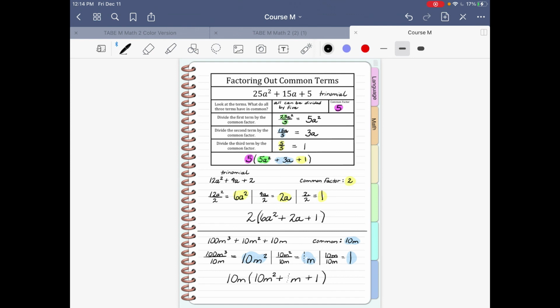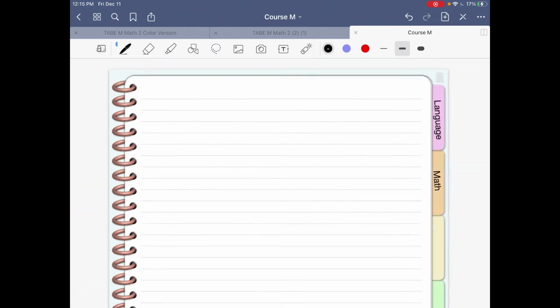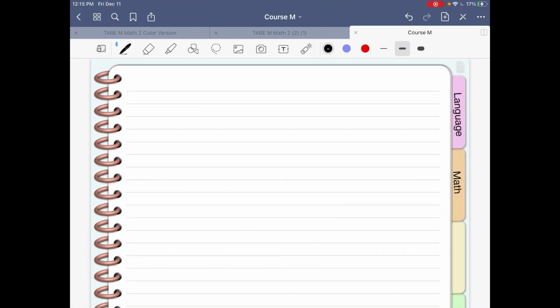Okay, one more, maybe 2 more, since we have space. 32ab plus 8b plus 4a. Actually, let's make this a 24a.